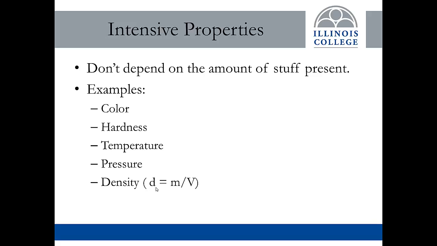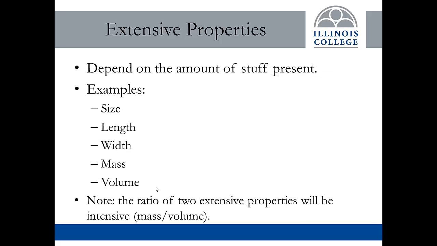The density of water at room temperature and pressure is the same whether you have a swimming pool full of it or a test tube full of it. The contrasting type of property then are extensive properties. So these are properties that do depend on the amount of stuff present. And so here's some examples of some things that are extensive. So those two properties, mass and volume, that we looked at in defining what density was through that equation, well, those are both extensive properties.